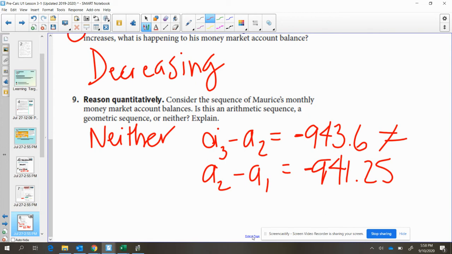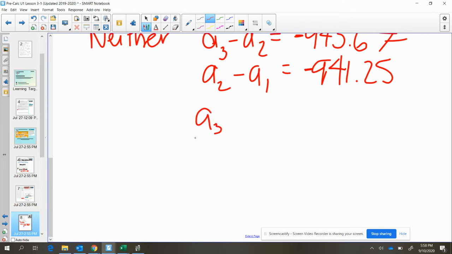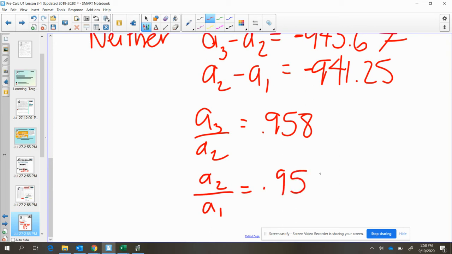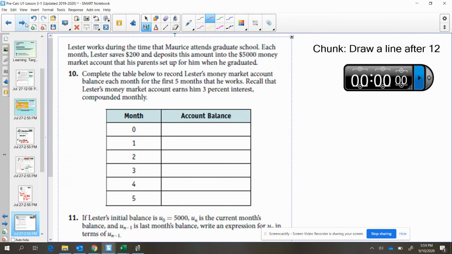Same thing with our ratios. A3 divided by A2 is about 0.958, but A2 divided by A1 is about 0.959. So again, not equal, there's no common ratio between them. So that's not going to help us. This is again where recursive comes into play and is very handy for us, because we don't have an explicit formula, but we do have a pattern. It's just not arithmetic or geometric, and that's where we can have some use with these recursive formulas.